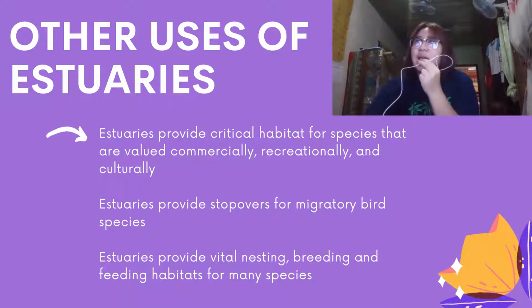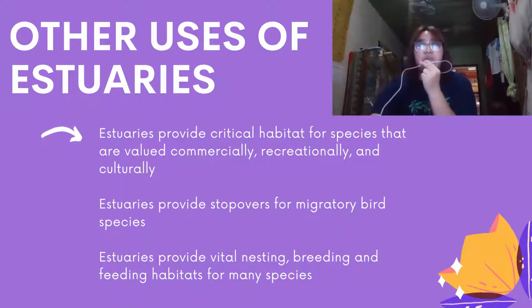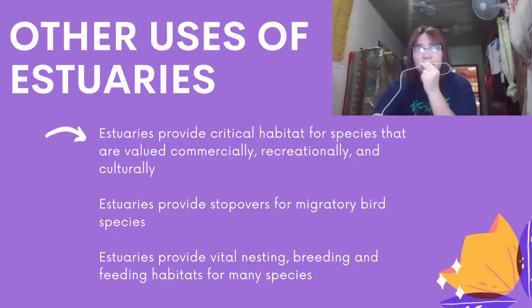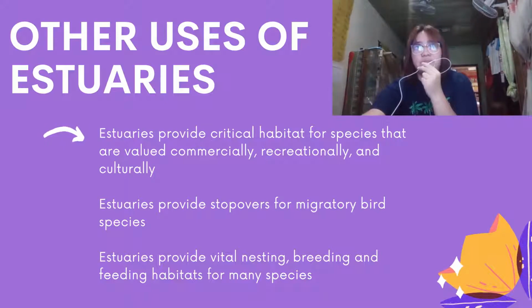Other uses of estuaries. Estuaries provide critical habitat for species that are valued commercially, recreationally, and culturally. Estuaries provide stopovers for migratory birds and species. Estuaries provide vital nesting, breeding, and feeding habitats for many species. Estuaries are also known by many titles including harbors, inlets, bays, lagoons, ponds, and swamps. They are the ocean's nurseries.